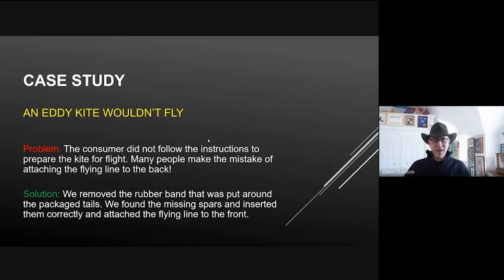So one of the things that I've done many times is tell people to remove the rubber band around the package tails. And they're always like, oh yeah, I should have done that. One woman I remember bought a kite, opened it, dropped the spars on the ground, and then the kite wouldn't fly. She actually went back, got another one, dropped the second set of spars on the ground, saying that they were missing. And then we found the spars at her feet and attached them and had it fly.